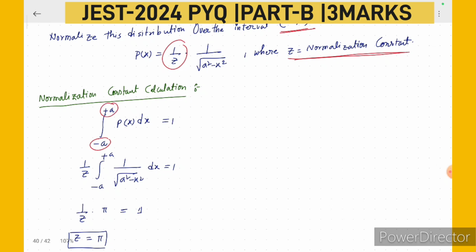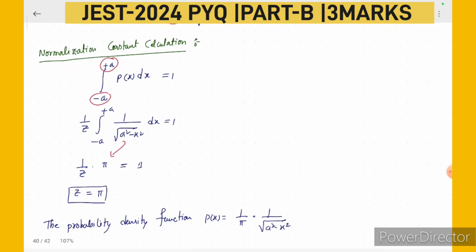The integral from minus a to plus a of p of x dx equals 1. So 1 by Z times the integral from minus a to plus a of 1 upon root of a squared minus x squared dx equals 1. This is a standard integral and its value is always pi. You just calculate it, take x equals a sin theta and easily you calculate the value. Don't worry about that, this is very easy. So we get the normalization constant value Z equals pi.